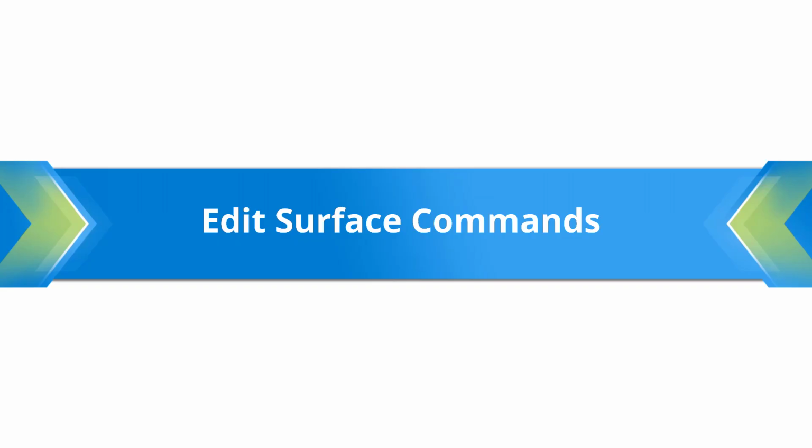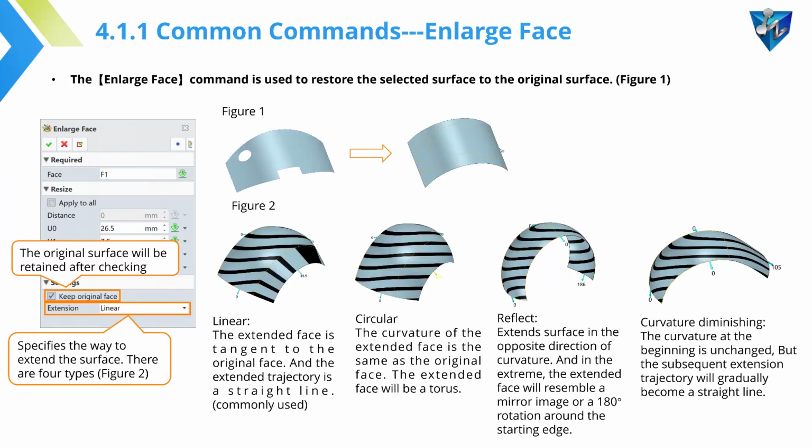In this part, I will introduce the common commands and uncommon commands for editing surfaces in ZW3D. The first command is enlarge face. This command is used to delete the inner rings and outer rings, which restores the selected face to the original surface. The extension option needs to be explained.